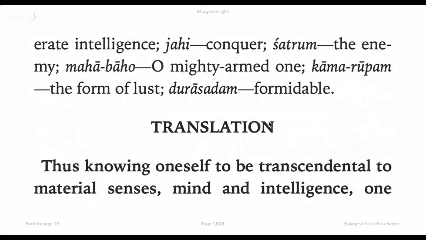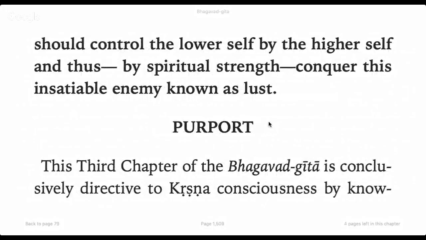Knowing oneself to transcend the material senses, mind and intelligence, one should control the lust of the lower self by the higher self. Just like when you don't get your visa, you can go to the ambassador, a higher self. You go to the higher authority. By spiritual strength, conquer the insatiable enemy known as lust. Right? This is our enemy.